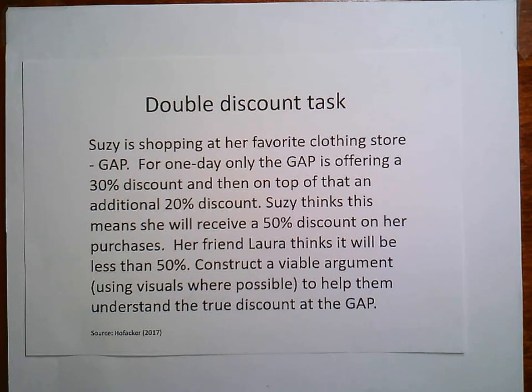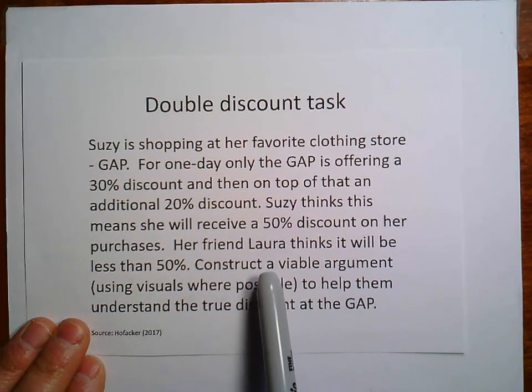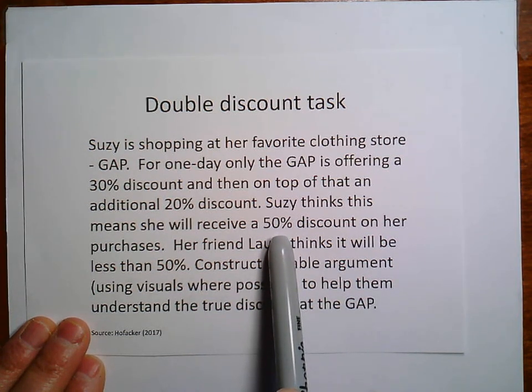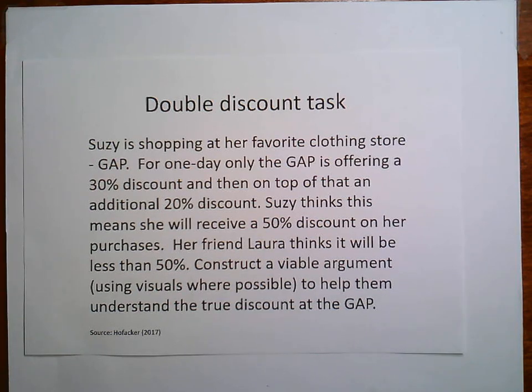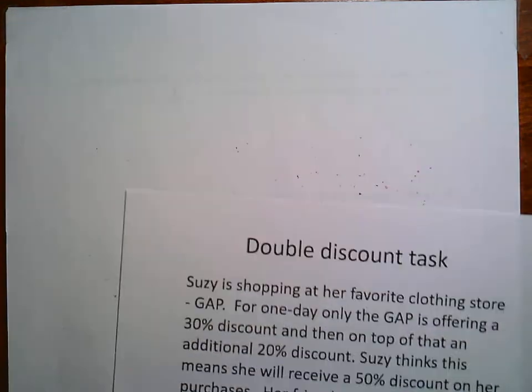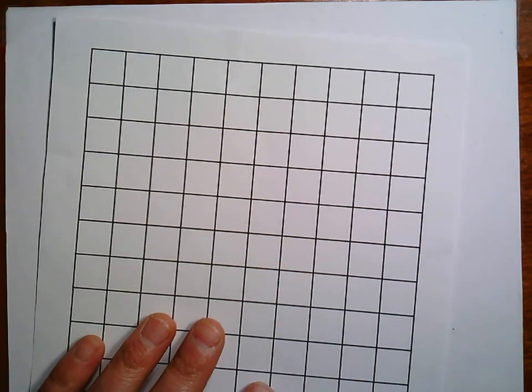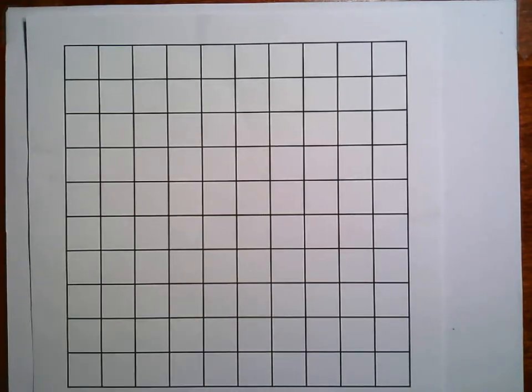So most people, when they first see this, will think, just like Susie, that a 30% discount and 20% following will give you 50%. So we're going to use a decimal grid to actually show that this is not 50%. So here goes. Here's our way of thinking here. So the first discount is 30%.